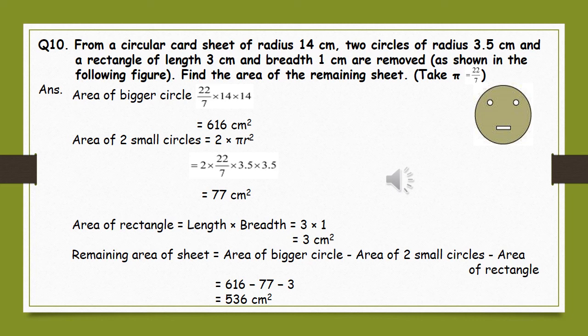Area of the two small circles will be 2 into pi r square. So, 2 into 22 by 7 into 3.5 into 3.5. That is the radius of the smaller circle. After calculation, we are getting 77 centimeter square. Area of the rectangle is length into breadth, that is 3 into 1, that is 3 centimeter square. So remaining area of the sheet must be calculated by subtracting area of two circles and area of rectangle from the area of the bigger circle. So we are getting 616 minus 77 minus 3, that is 536 centimeter square.